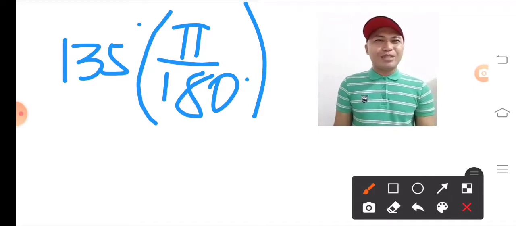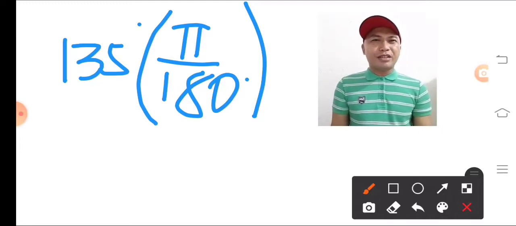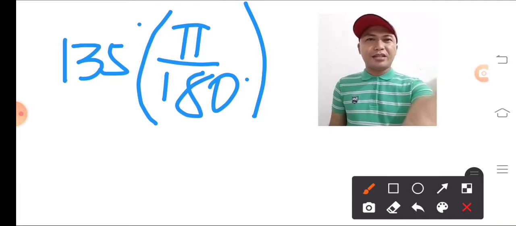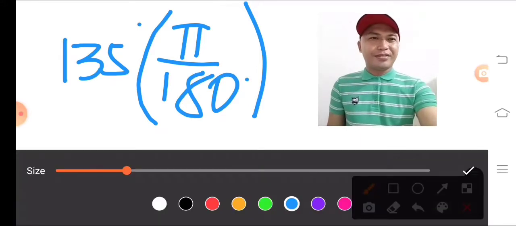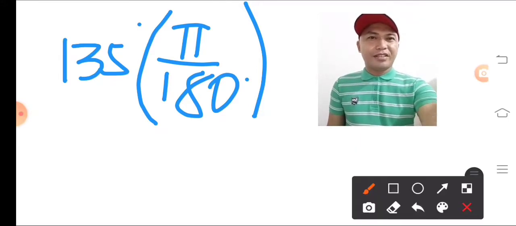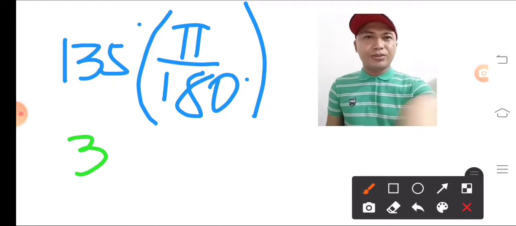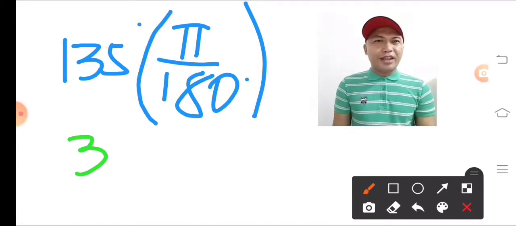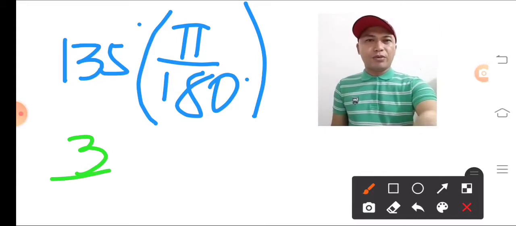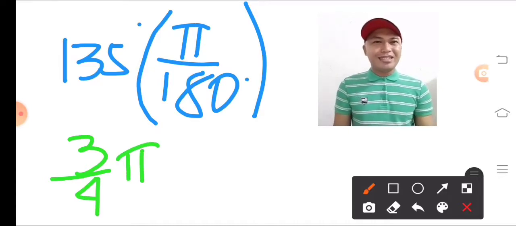Now, 135 degrees is divisible by 45 degrees, same with 180 degrees. So if you simplify 135 degrees divided by 45, the answer is 3. And if you divide 180 degrees by 45 degrees, the answer is 4. Then copy pi. So the result is 3 over 4 pi.